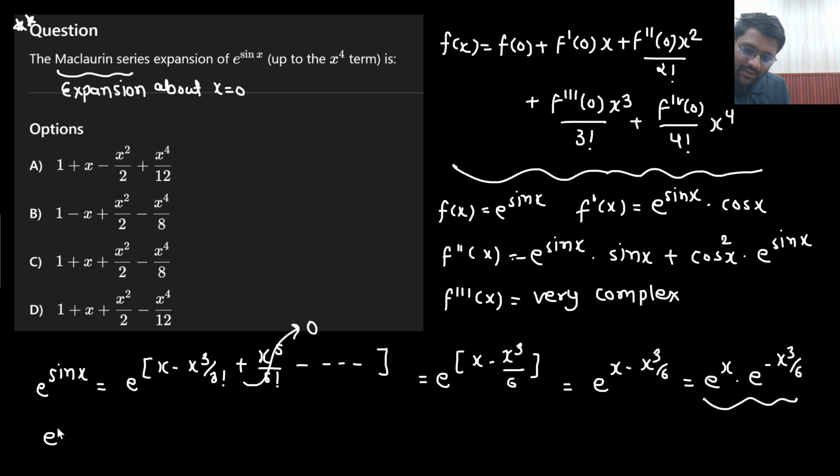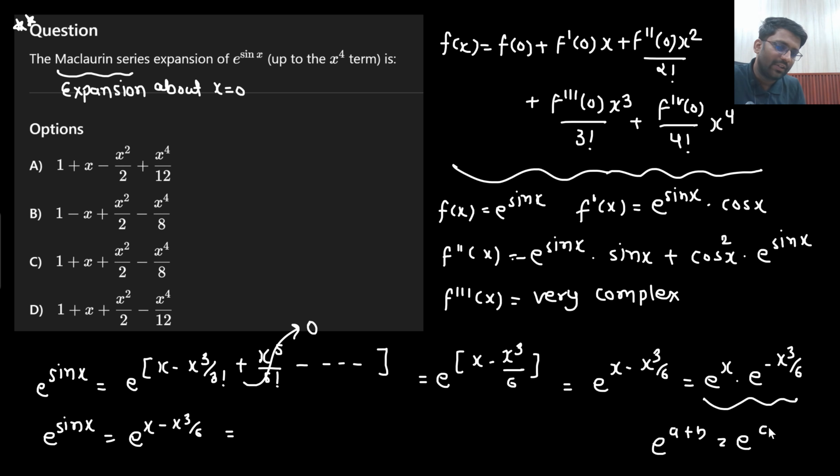So basically we have reduced our e to the power sin x as e to the power x minus x cube by 6. Okay, this we have reduced. Basically it is e to the power a plus b, so it is e to the power a multiply with e to the power b, right? This property you know, e to the power a plus b is e to the power a multiplied with e to the power b. So similar thing we have done. This is how we have reduced.